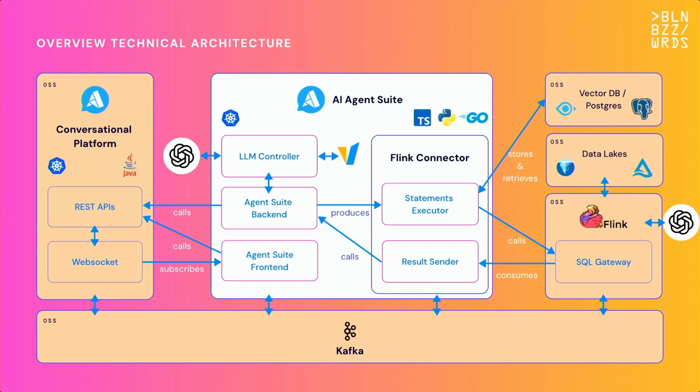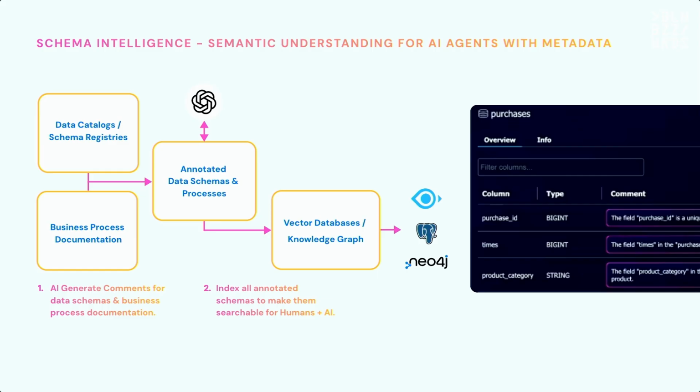And in this way, I think this makes a lot of sense the more Flink jobs you're running as an organization. So what is schema intelligence? It's actually a layer that provides semantic understanding for our agents with metadata. So in that case, we actually import the data from data catalogs and schema registries, and we annotate that data.